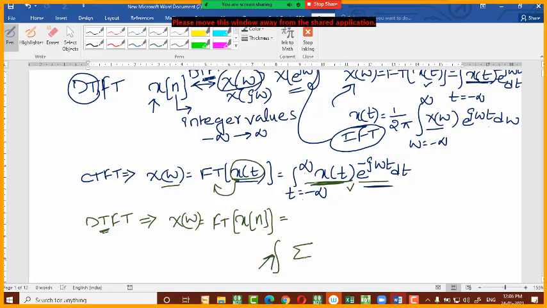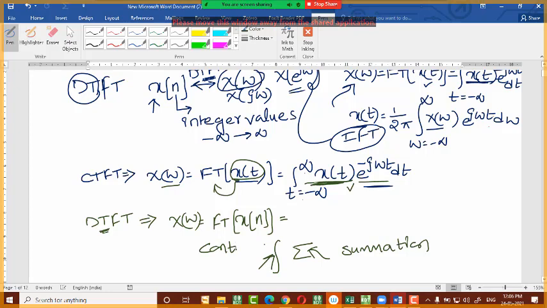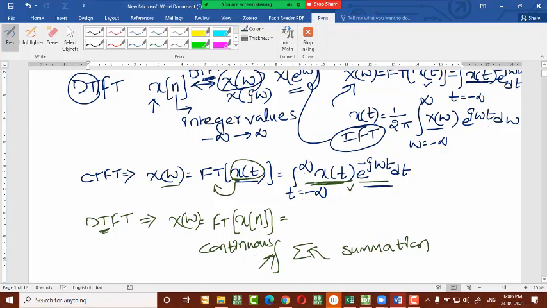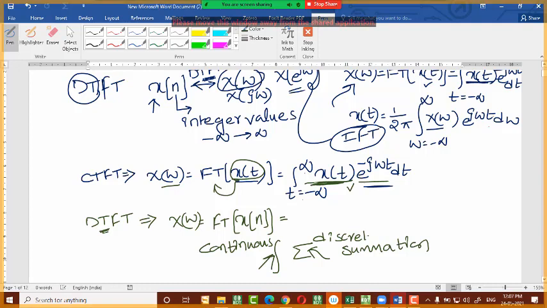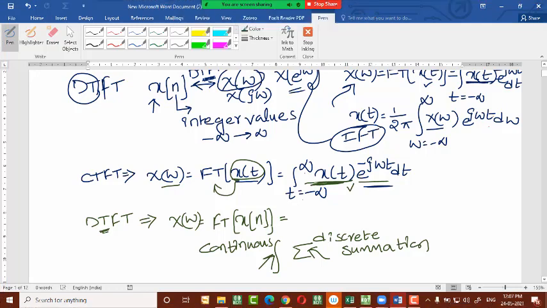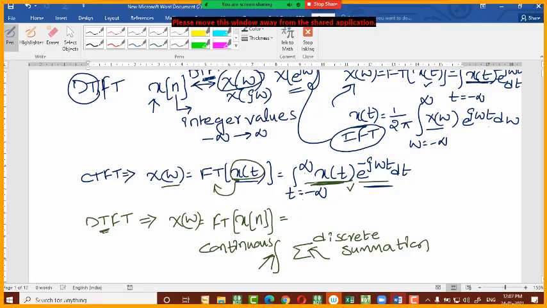Integration is for addition, this sigma is also for addition only, both are for summation purpose only, but integration is for continuous summation. When you are dealing with continuous signals, you can use this integration, but when you are dealing with discrete values, you need to use sigma. Both purposes are the same. Since we are working with discrete signals in DTFT, this integration is converted to sigma.